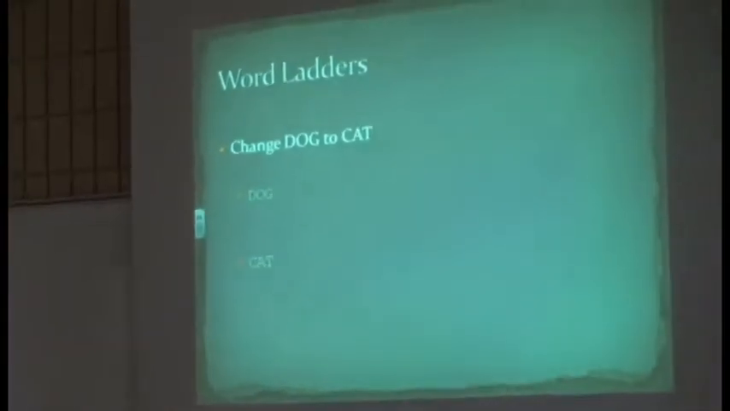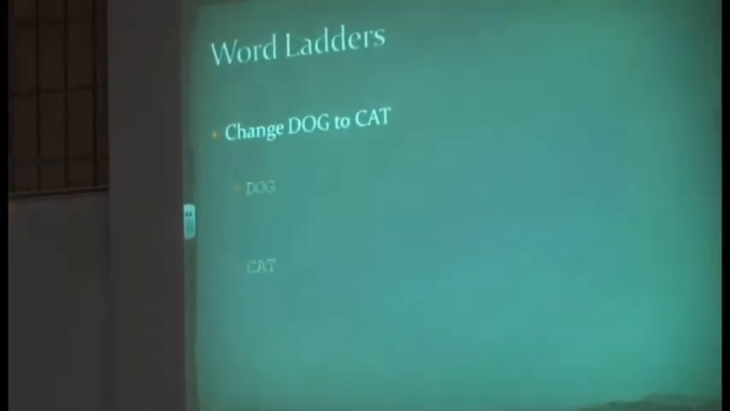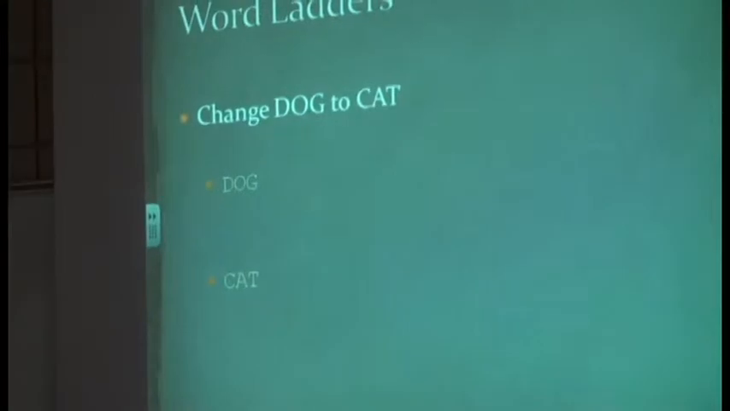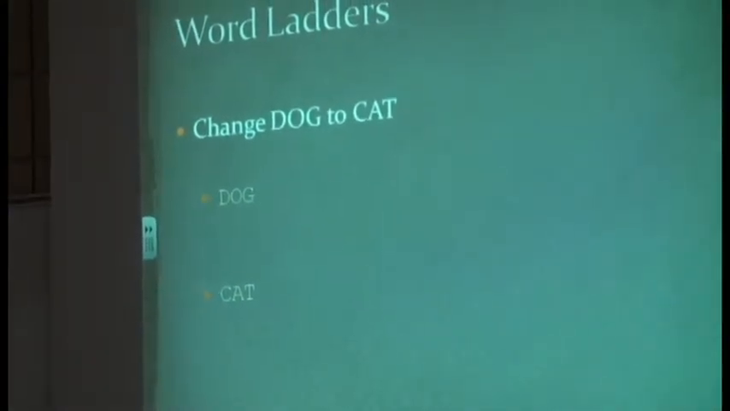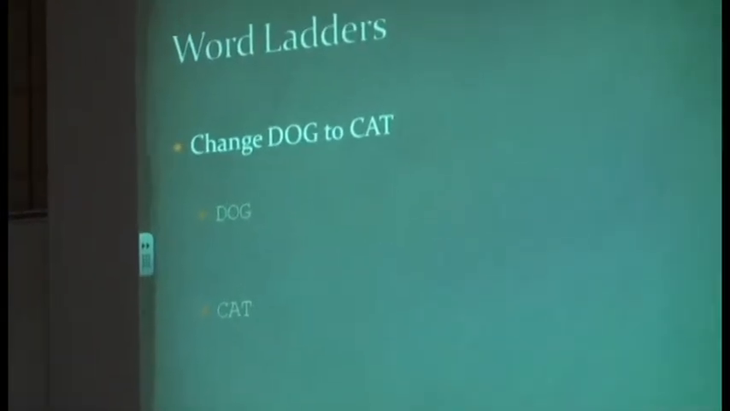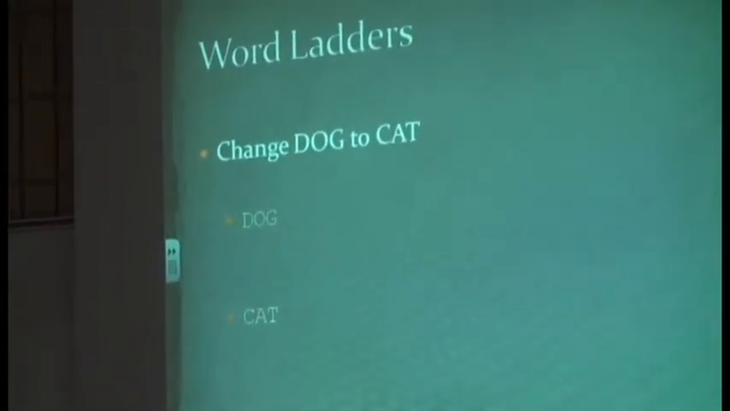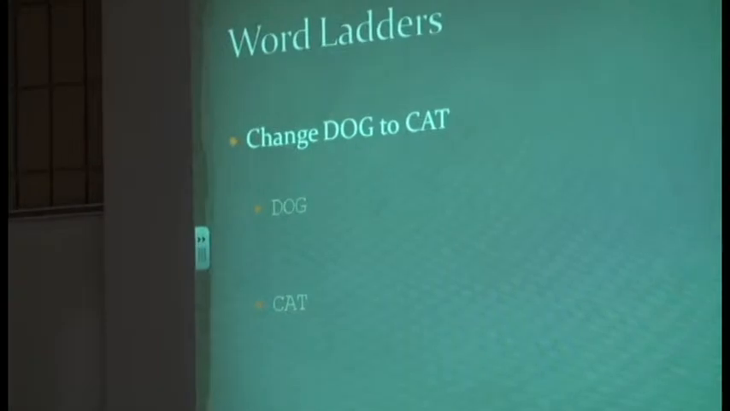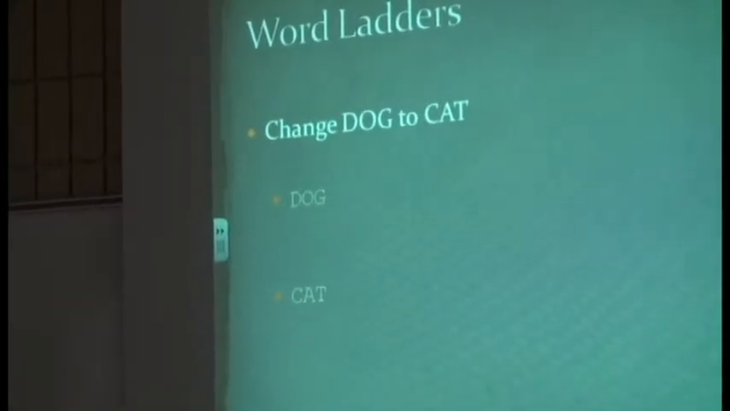Right, so here I'm going to provide you with an example of a word puzzle. Change dog to cat. So this isn't biology, we're not changing the dog into the cat. We're changing the word dog to the word cat. Now the rule is, we change one letter at a time. The number of letters is going to stay the same. In one letter, we can modify that letter to any other letter in the alphabet. This is a very easy one. This is a simple word ladder.